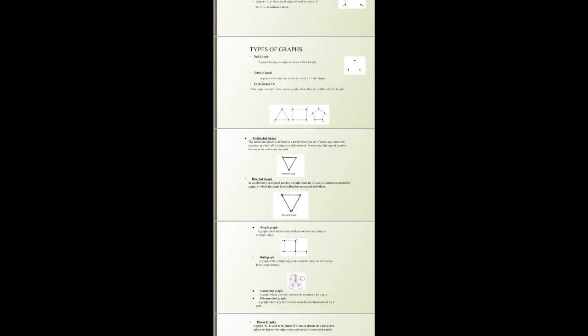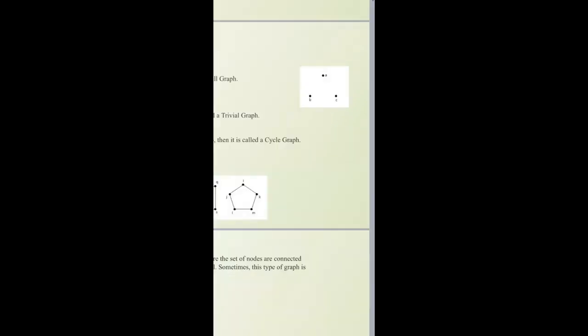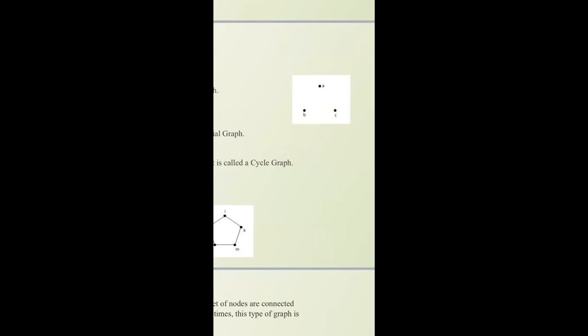Types of graphs. First of all, if we have only vertices and no edges, it is called a null graph. There is no relationship between any vertices. Next is the trivial graph. A graph with only one vertex is called a trivial graph. In this example, A, B, and C, if we remove B and C, then we have only one vertex, A, which is called a trivial graph.